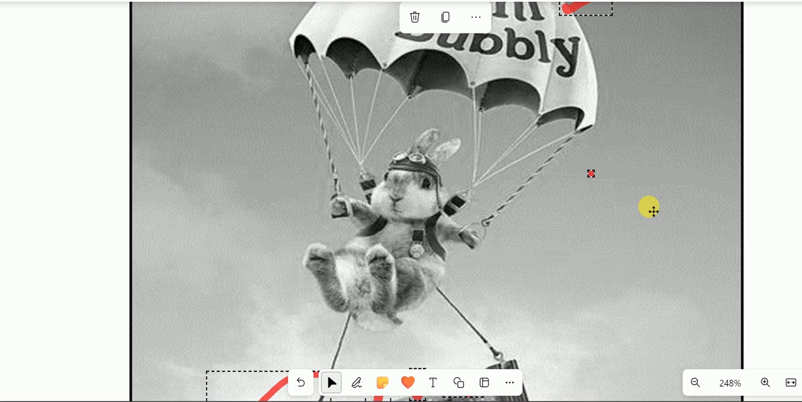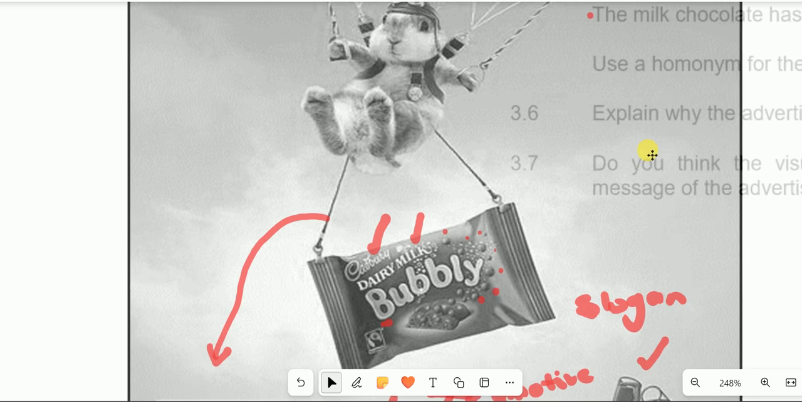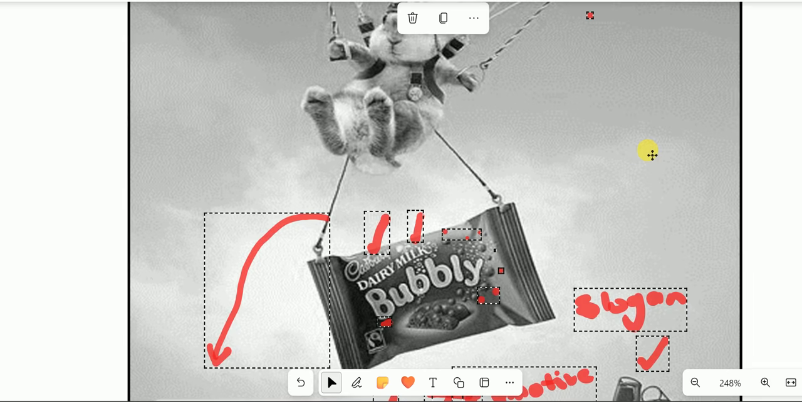And then we have a rabbit parachuting. Also, not only parachuting, it's also, remember, carrying the chocolate itself, that says dairy milk bubbly. So once you have done all of that, that is when you can start to go to the questions. Let us check the questions.